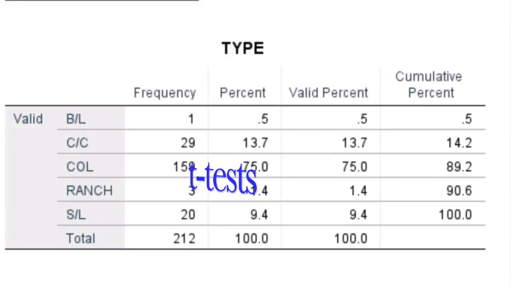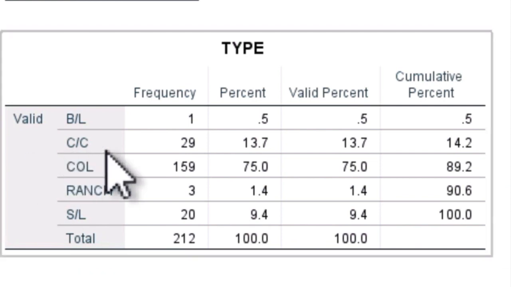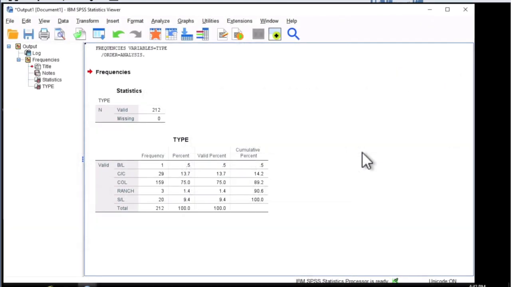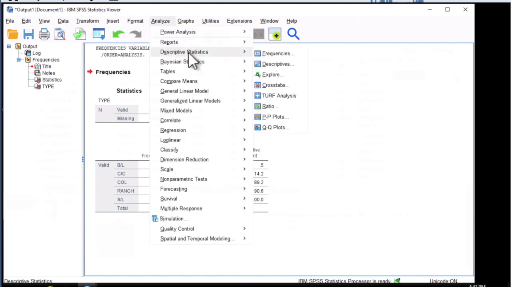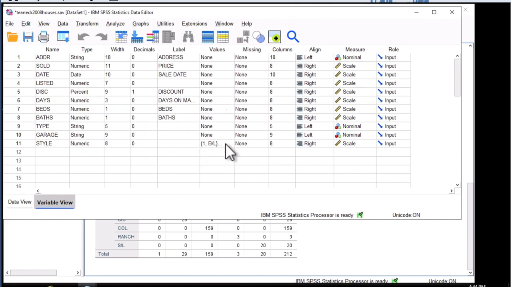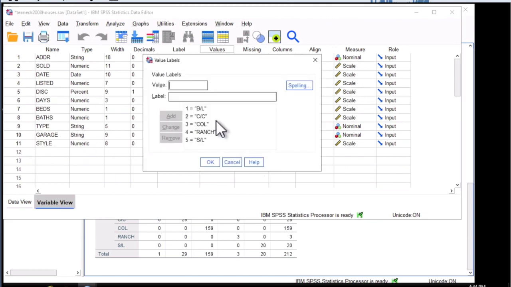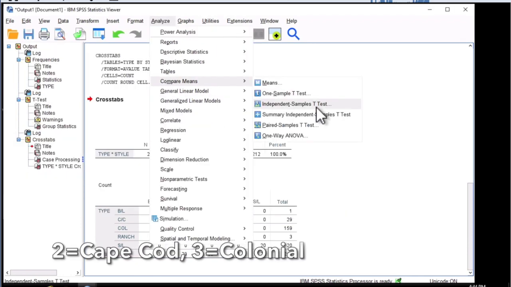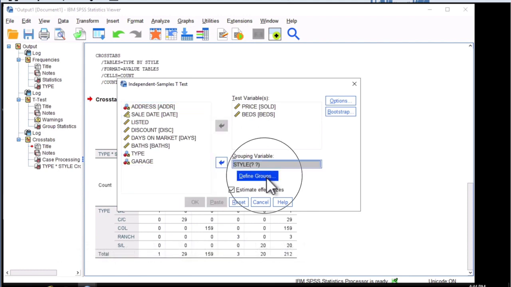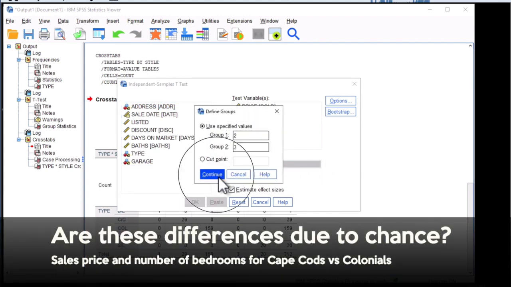So the two types that we can really compare the most easily are the Cape Cods and the Colonials, because we have 29 of one and 159 of the others. And I have a theory that Colonials sell for a significantly higher price than the Cape Cods. In other words, that the difference in price that I saw before is not just due to random chance, it's actually something that exists in real life. We'll go into variable view, here's style, and the ones that we're looking for are Cape Cods and Colonials, 2 and 3. Compare means, independent samples t-test, I say style, 2 and 3.